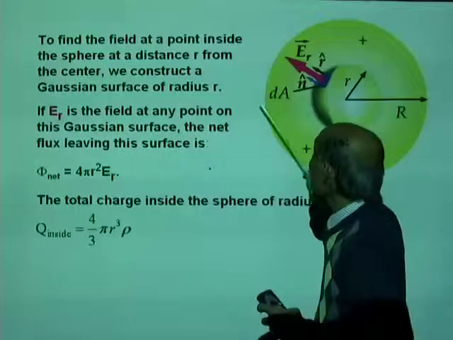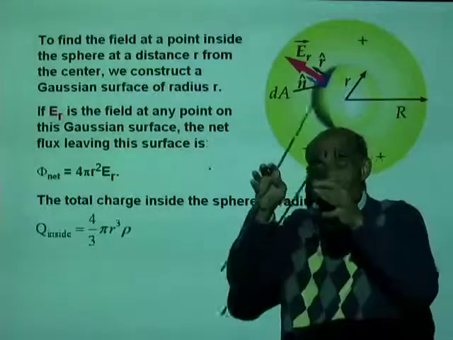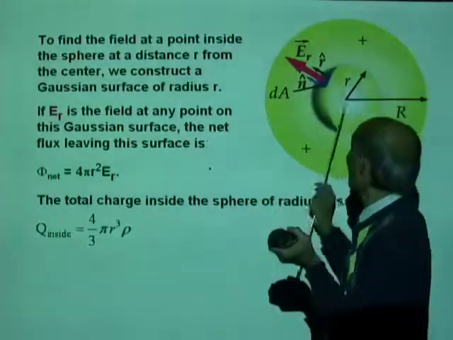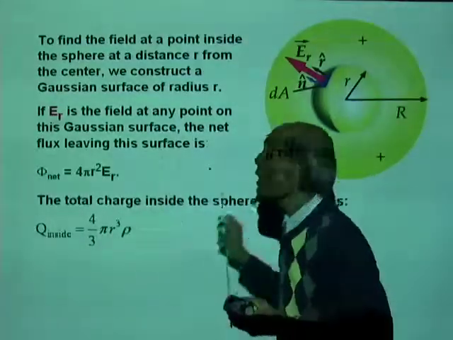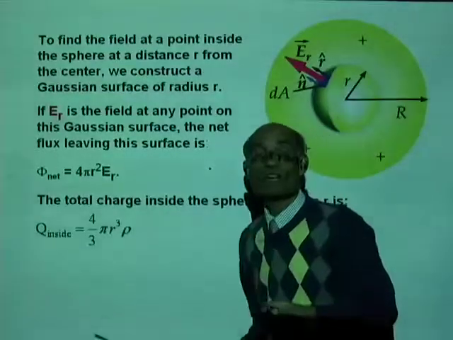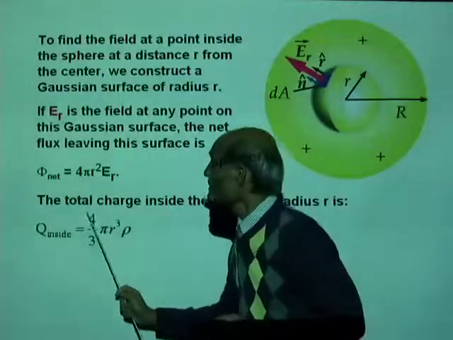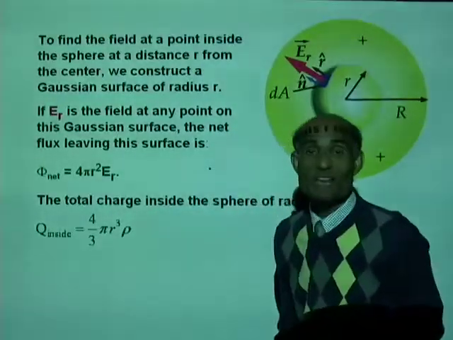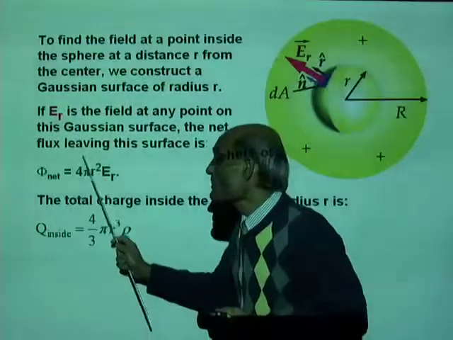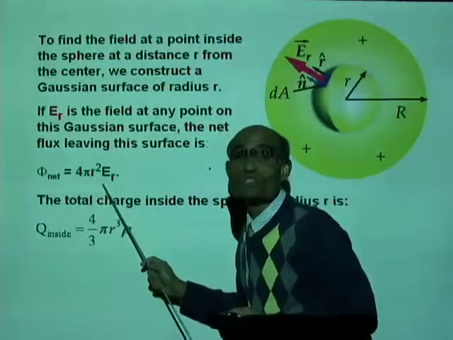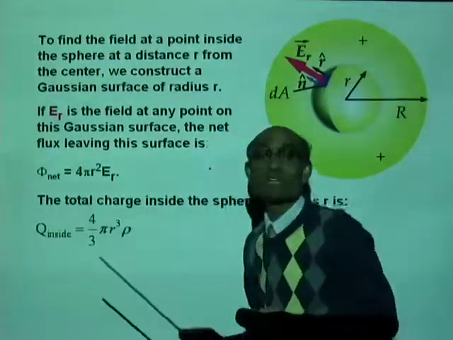The amount of charge inside that Gaussian surface is the amount of charge inside that small sphere of radius r. It will be 4/3 pi r cubed, the volume of that sphere, multiplied by rho, the volume charge density. Now, if this is the amount of charge inside, what does Gauss's law say? Gauss's law says that the net flux crossing the Gaussian surface is equal to 4 pi k times Q inside.